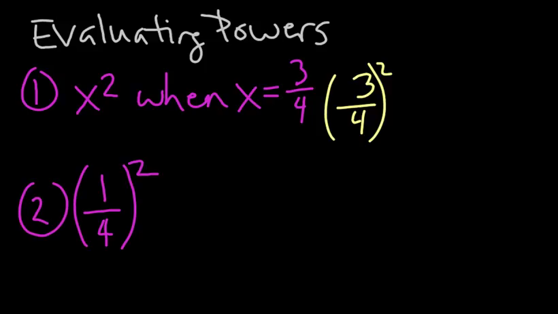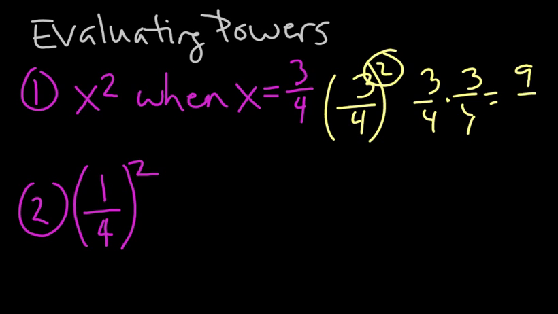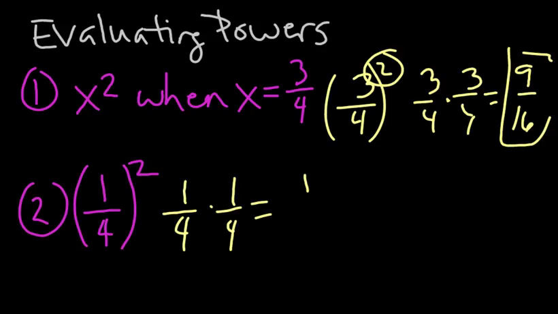Because if I just put that 2 up there by the 3 with no parentheses, it looks like it just goes with the 3. Doesn't it go with the whole thing? So that means 3/4 times 3/4. Remember, the 2 tells you how many times to write it down. Then you multiply, so that's 9/16. That's your answer. Now, number 2, they just give you 1/4 and they say, okay, take that to the 2nd power. So 1/4 times 1/4, so that's 1/16.